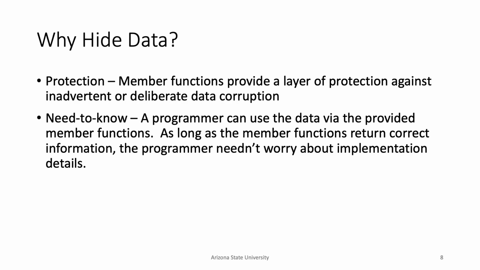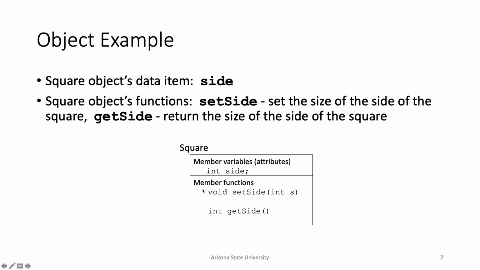Any questions so far on objects? Yeah. No, that's completely different. It just means we're not returning anything. If I'm setting a variable, there's no need to return it. I could return something, but I don't have to. Any other questions?